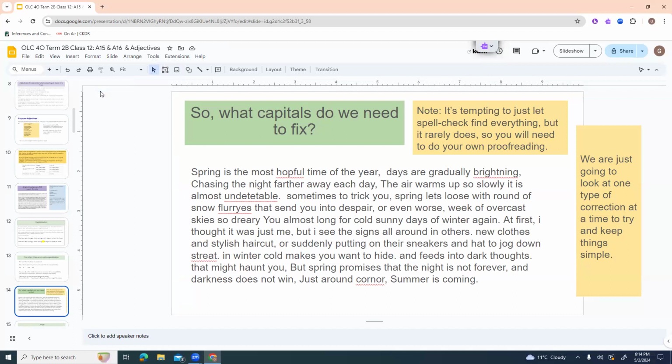I'm also going to look at just one type of correction at a time to keep things a little bit more simple. So here we're looking at this. It's got a bunch of mistakes, and you can see it's flagging some of my spelling mistakes, but we're not going to worry about those. We're just going to worry about the capital letters for right now, okay?